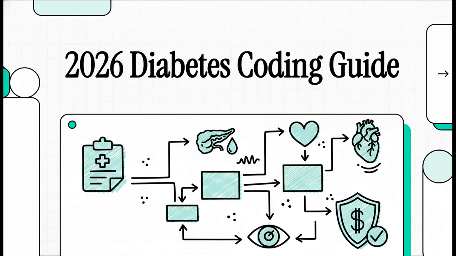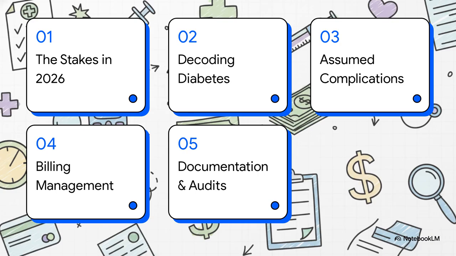Let's dive right in. Here's a quick look at our roadmap for this session. First, we'll cover the stakes in 2026. Then, decoding diabetes types. Third, complications and assumptions. Fourth, we'll get into billing management services. And finally, number 5, documentation and audit survival.